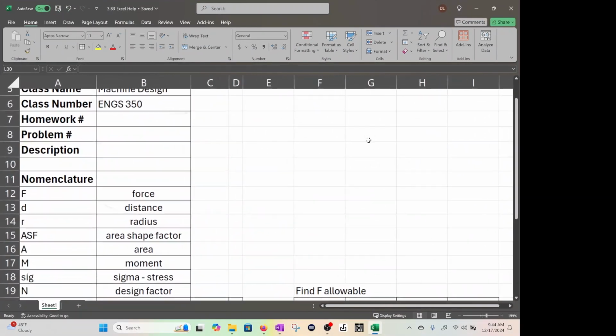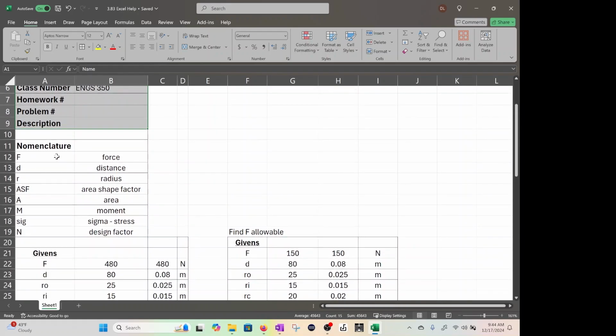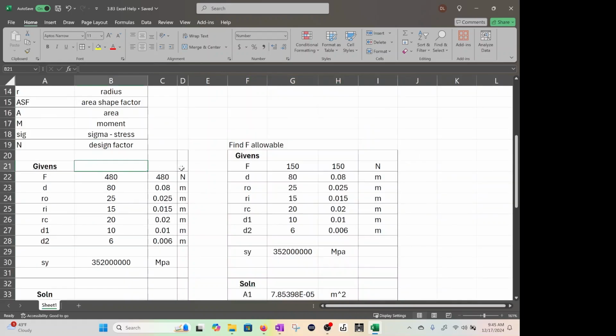Okay, so let me zoom right in here. This is how I want you to do Excel for me. Header with your name, the homework number, a description, and the date. Nomenclature, okay? I'm fine if you just use the basic variables you're using: force, distance, radius, area shape factor, area, sigma, design factor, okay? Now don't look at these columns, just wait, I'll show you.